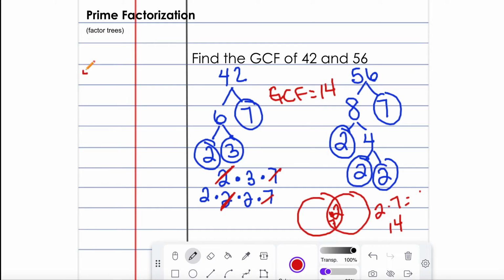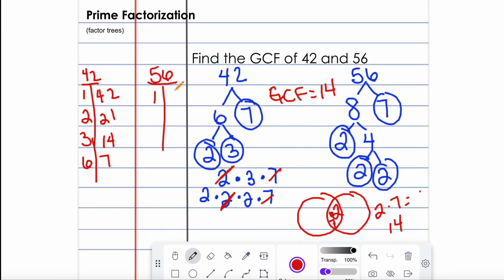Now, I could make my lists of 42 and 56. You don't have to do this, but I could go 1 and 42, 2 and 21, 3 and 14, 4 doesn't go in there, 5 doesn't go in there, but 6 and 7 do. I could go 56, 1 and 56, 2 and 28. 3 doesn't go in there. 4 goes in there, 4 and 14. 5 doesn't go in there. 6 does not go in there. 7 goes in there. 7 times 8 is 56.